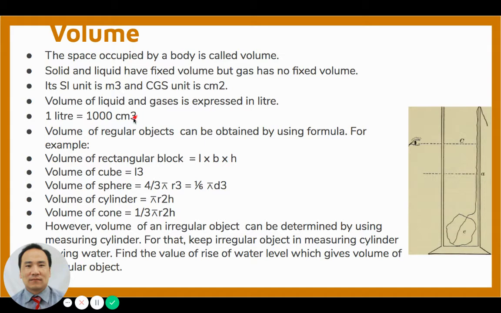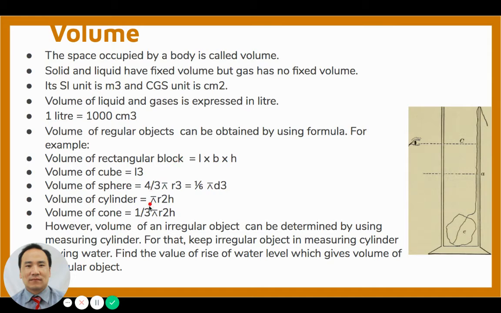As with area, the volume of regular objects can be obtained by using formulas. For example, for the volume of a rectangular block or cuboid, the formula is length into breadth into height. For the volume of a cube, the formula is L cube. For the volume of a sphere, the formula is 4 by 3 pi r cube, and in terms of diameter, 1 by 6 pi d cube. For the volume of a cylinder, the formula is pi r square h, and for the volume of a cone, 1 by 3 pi r square h. These are the formulas by which we can find the volume of regular objects.